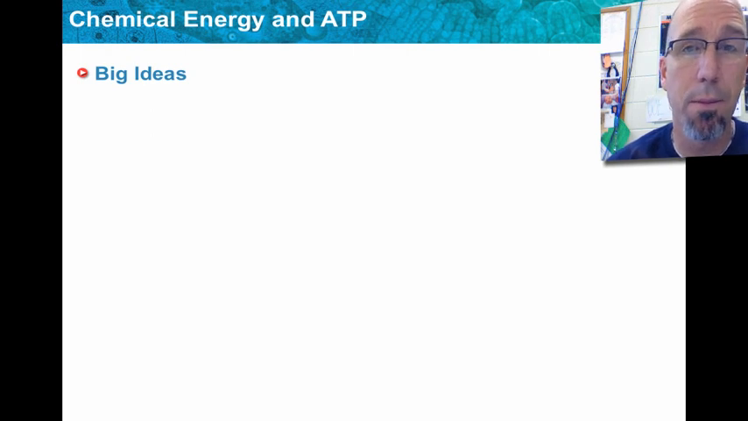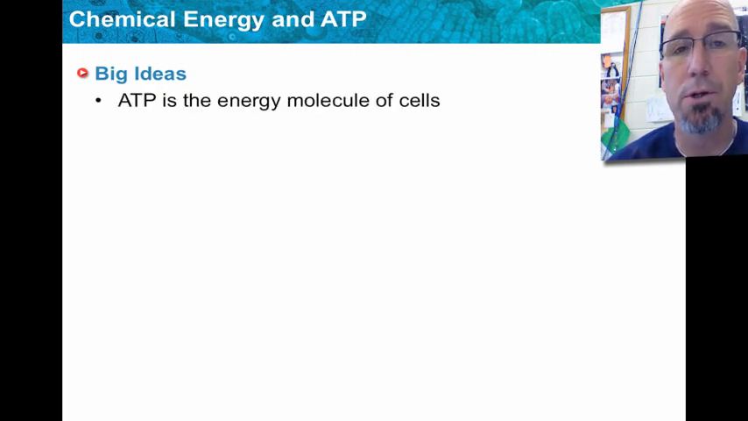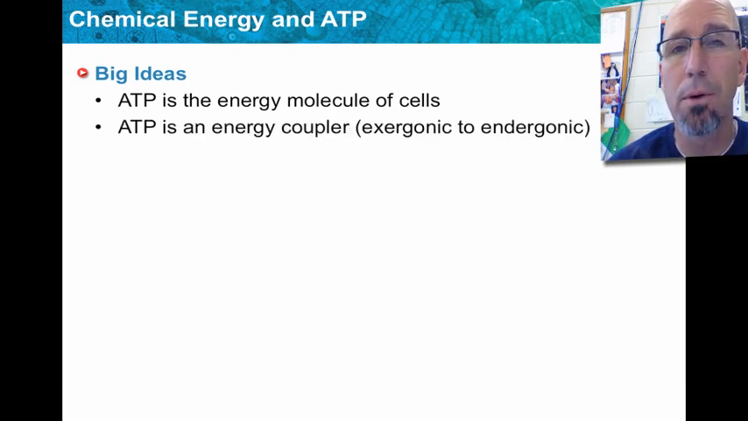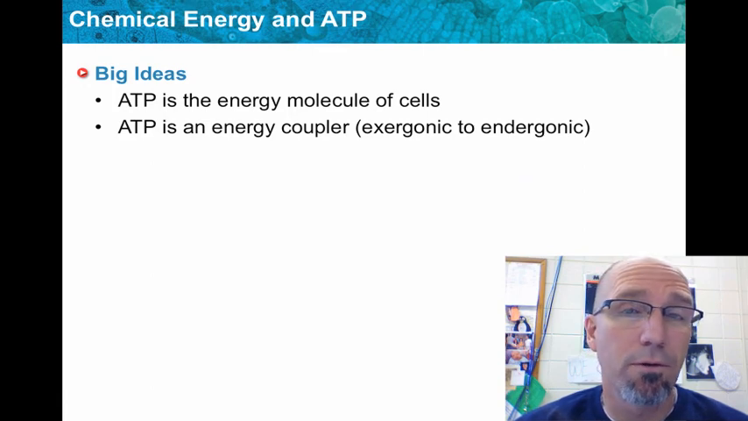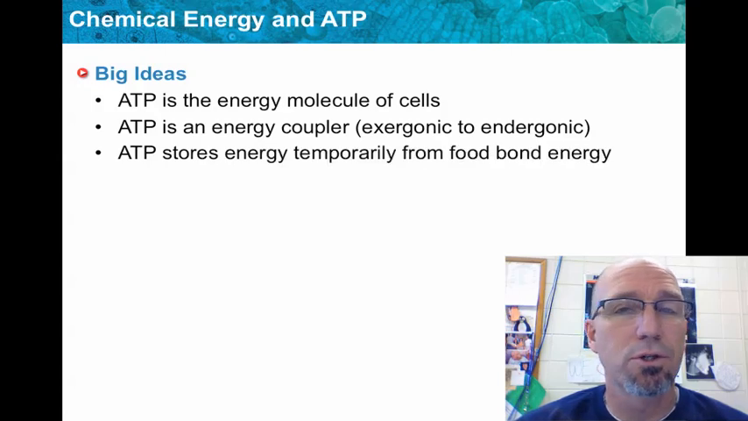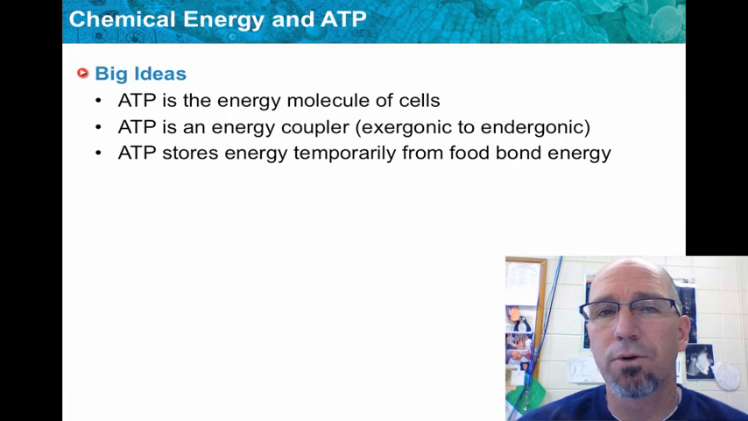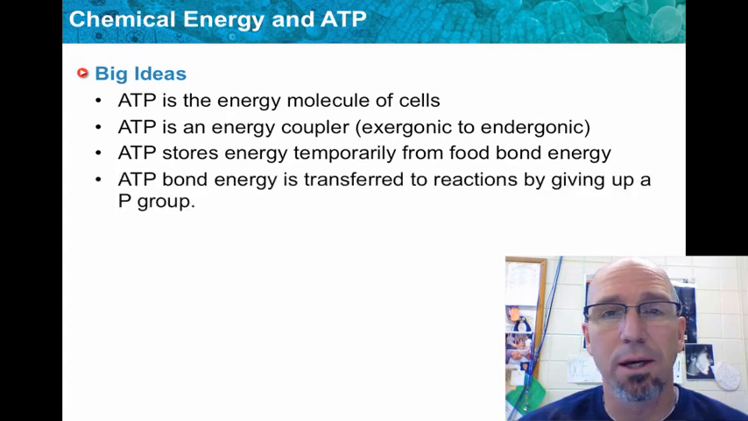So what are the big ideas about ATP? ATP is the energy molecule of cells, plants, animals, bacteria, you name it. That's what they store energy as quickly. ATP couples chemical reactions that require energy and chemical reactions that give off energy. ATP stores food bond energy temporarily. Those frosted cardboard nodules are quickly converted into ATP molecules and then used up, and then you have to recharge it again and again and again.